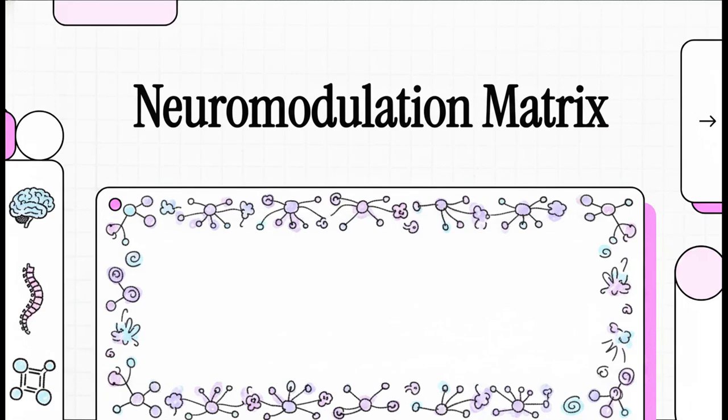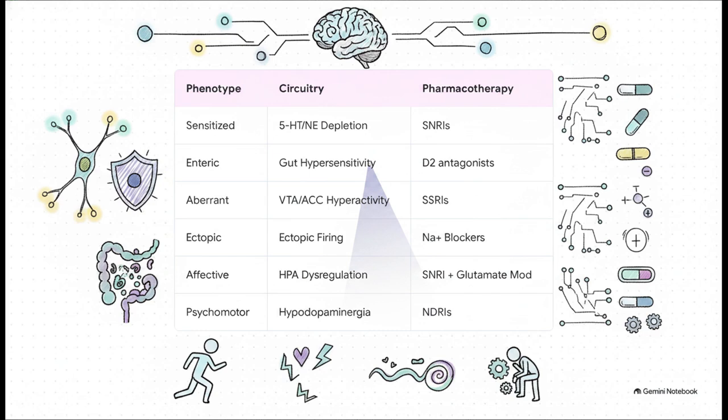Welcome to today's Explainer. We are jumping right into a phenotype to synapse deep dive into the somatic and functional neuromodulation matrix. If you deal with idiopathic or complex physical symptoms, you know exactly how incredibly frustrating it can be when the physiology seems completely invisible. Well, today, we're making the invisible visible.